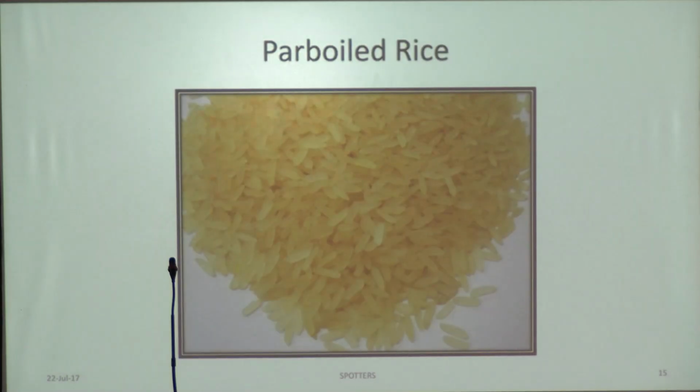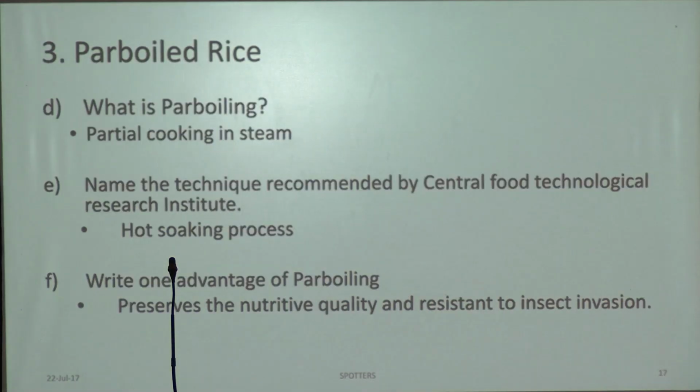Important nutrients. Now coming to this, a picture of parboiled rice. Notice that it is somewhat brownish in color and it looks not so bright. Here it is sometimes asked the technique recommended by the Central Food Technological Research Institute for parboiling. That is the hot soaking process. Okay, this is the name. It's not a good name, but this is the term they use. It might be asked.